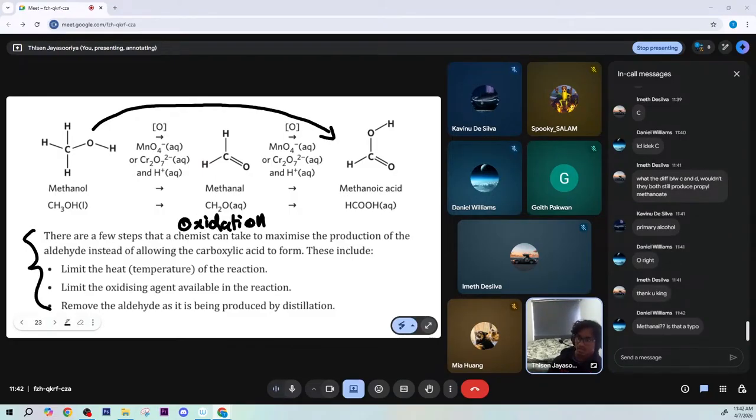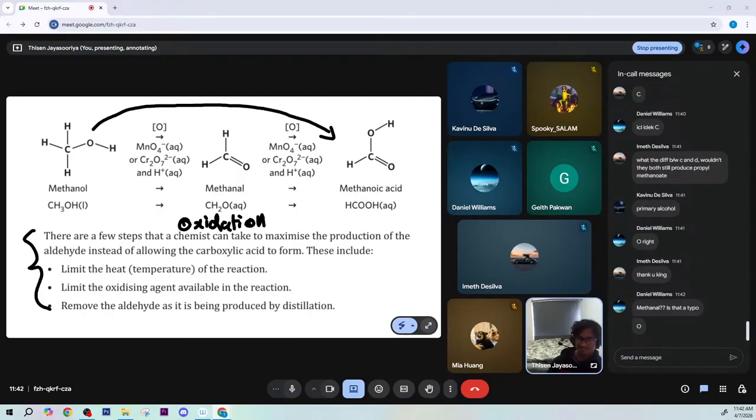Methanol, is that a typo? No, methanal is an aldehyde, yeah? So that's the naming convention. We use al as the suffix for aldehydes. Now the big thing that you want to remember here is the reagent.